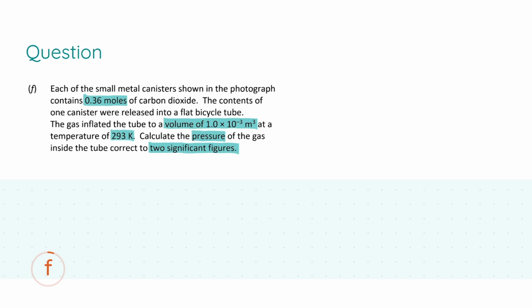Okay, so let's write down what we have. We have the number of moles, okay? So n stands for the number of moles, 0.36. The volume is 1 multiplied by 10 to the minus 3 meters cubed. And the temperature is equal to 293 Kelvin, okay? And the pressure, we don't know. We're trying to work that out.